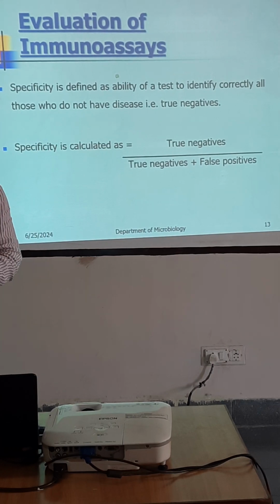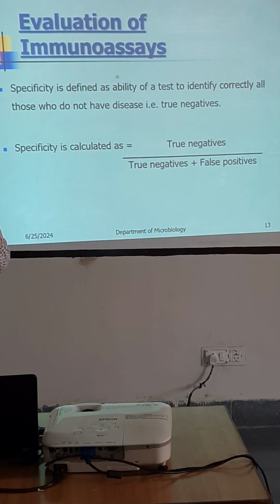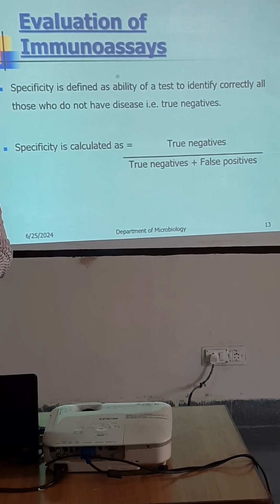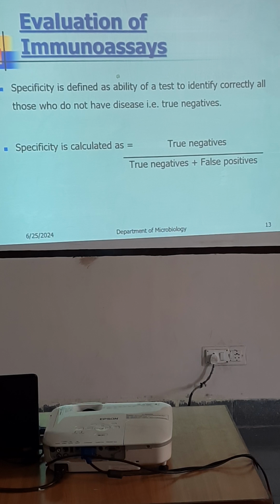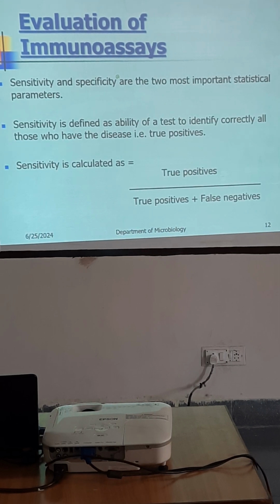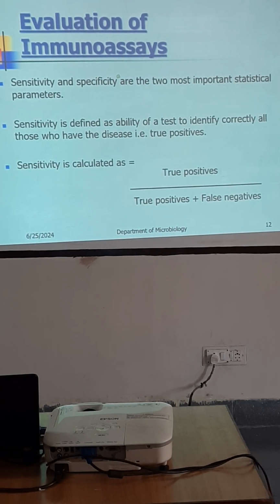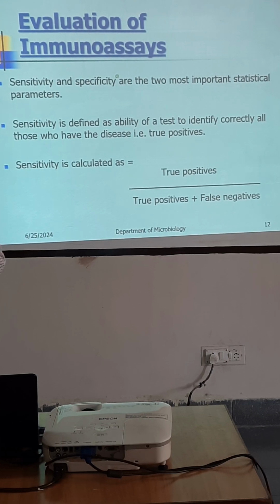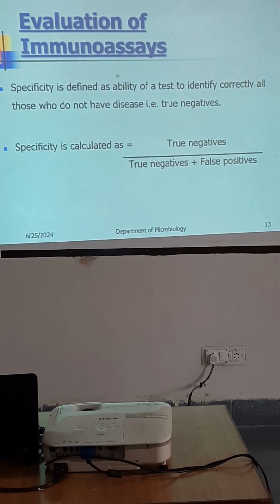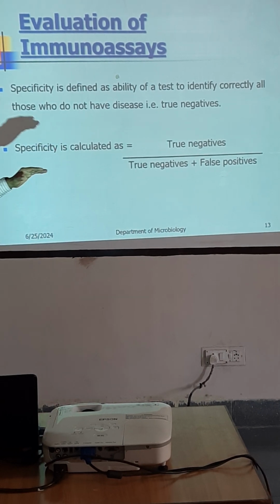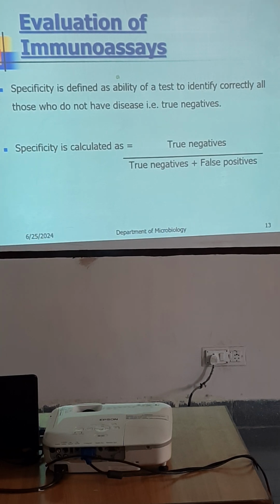Then specificity is another parameter, which can be defined as the ability of this particular immunoassay or serological test to correctly identify those who do not have this particular disease. That means these are true negatives. So sensitivity is the statistical parameter which identifies true positivity, and specificity identifies true negativity. Hence specificity can be calculated as true negatives divided by true negatives plus false positives.